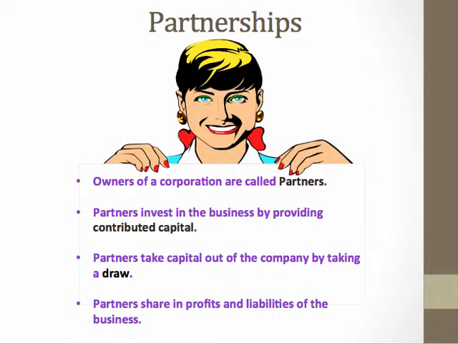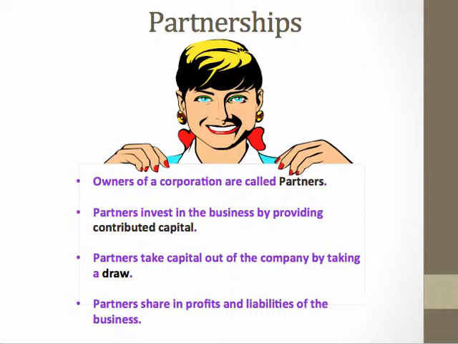A partnership is owned by two or more individuals. Some partnerships can have several thousand partners. The advantage of a partnership over a sole proprietorship is that you have the resources of all the partners. These resources can be financial or non-financial. In general, the partnership answers some of the problems that sole proprietors encounter.